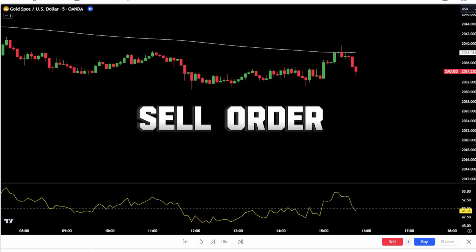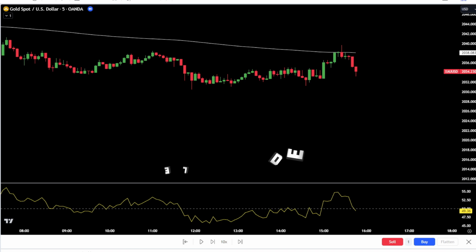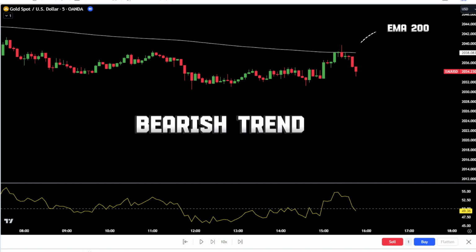How to place a sell order using RSI and Moving Average. If the candlestick breaks out or is below the EMA 200 line, it signals a bearish trend, and our focus is on finding a sell entry point.